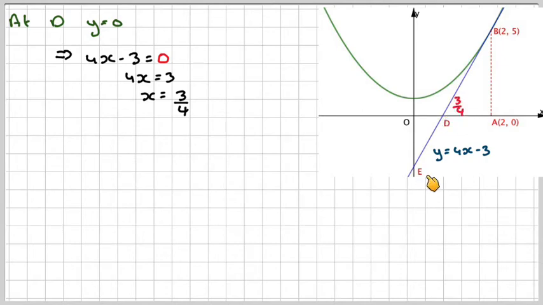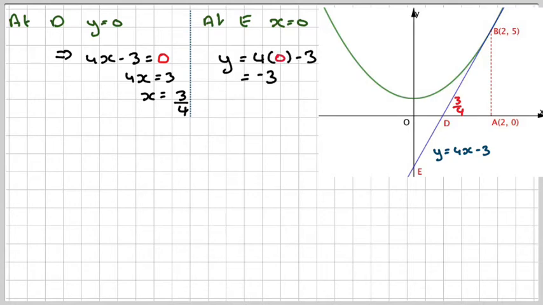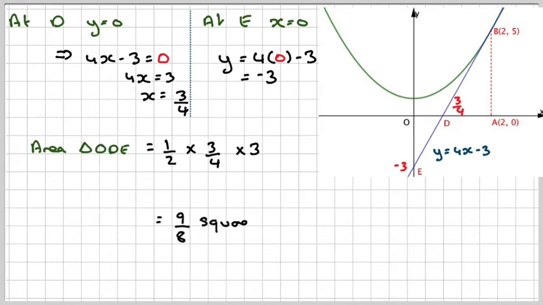The y-coordinate we can get from y equals mx plus c, where x is 0, so y will be 4 times 0 minus 3, which is minus 3, but we can get it straight away from that point there. So we'll mark on that point as minus 3. The area of this triangle will now be 1/2 of base, which is 3/4, times the height, which is 3. If we work that out, we get 9/8 square units.